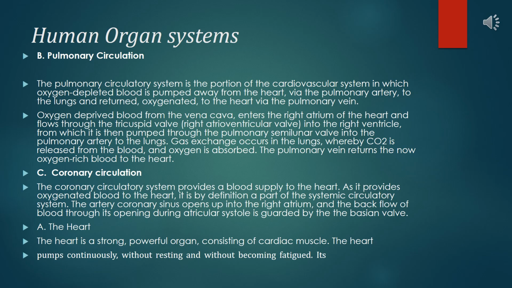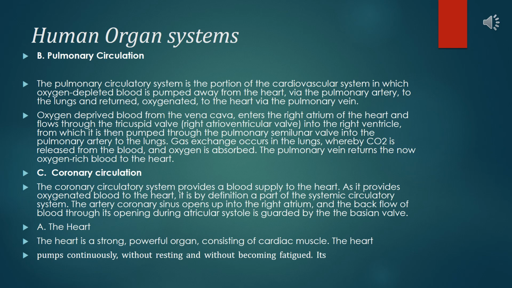C. Coronary circulation. The coronary circulatory system provides a blood supply to the heart. As it provides oxygenated blood to the heart, it is by definition a part of the systemic circulatory system. The coronary sinus opens up into the right atrium, and the backflow of blood through its opening during atrial systole is guarded by the Thebesian valve.